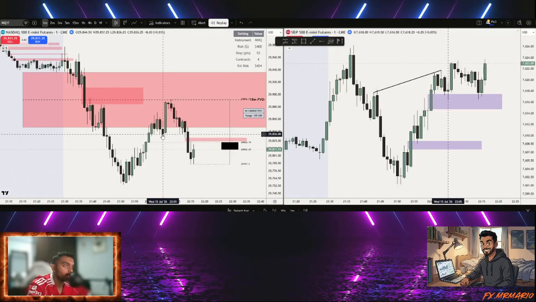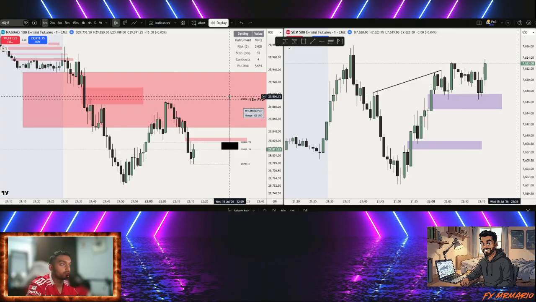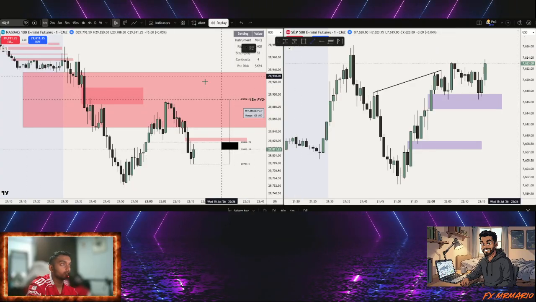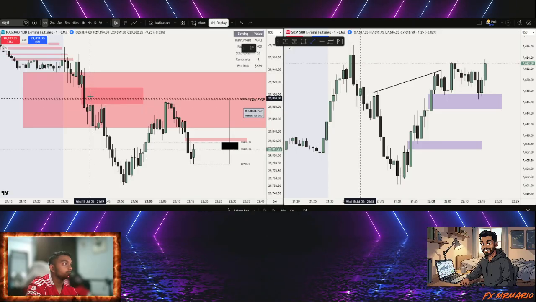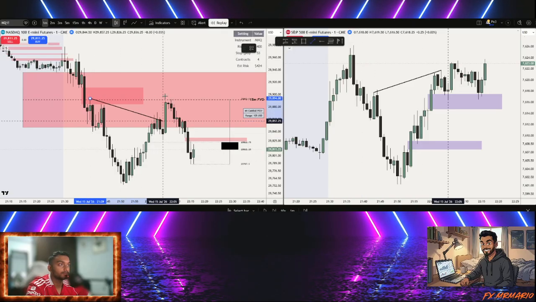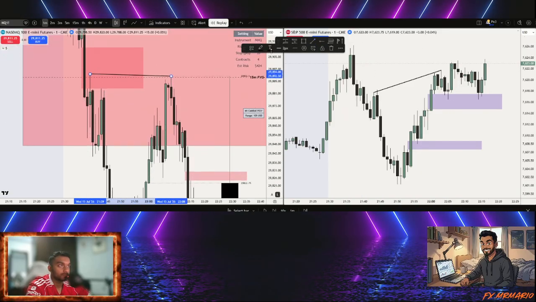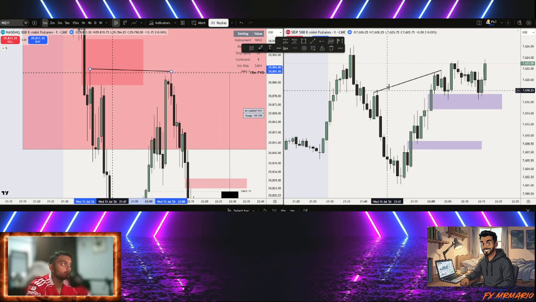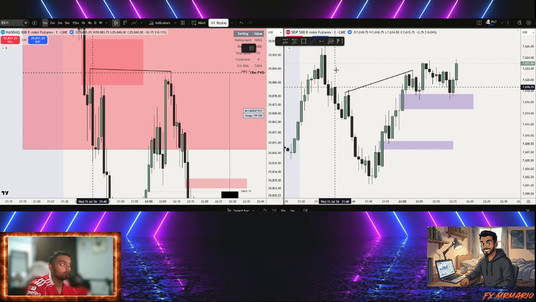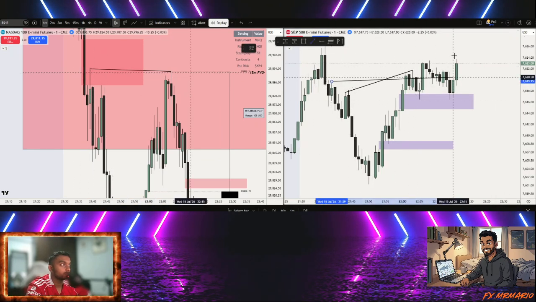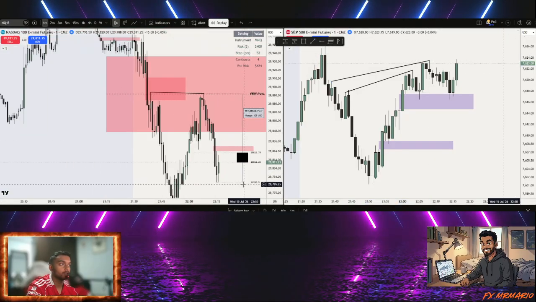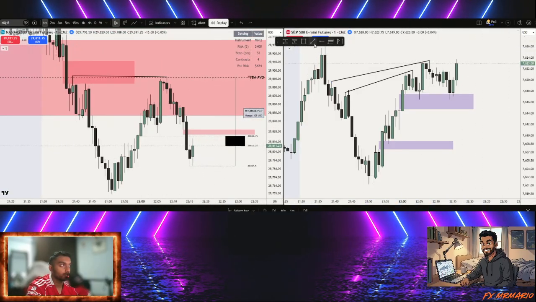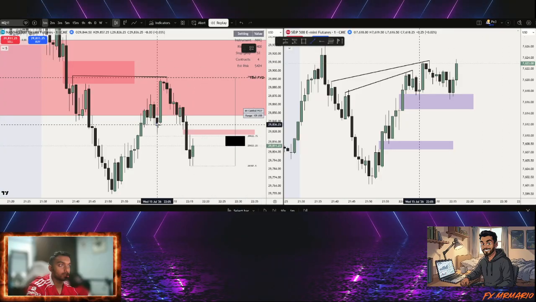So since we already lost the first trade, right? Let me just do the SMT first. So we had an SMT over here, right? So as you can see, this is actually going down. And then on ES, this was going up. Cool. Right, so where's my CISD? CISD is over here.